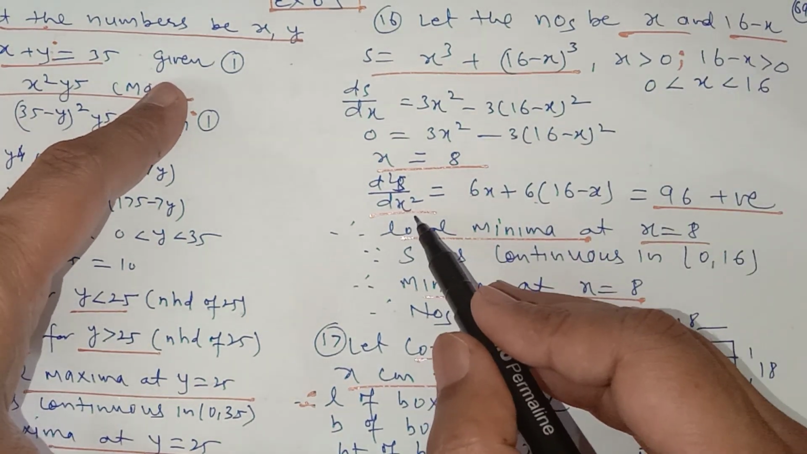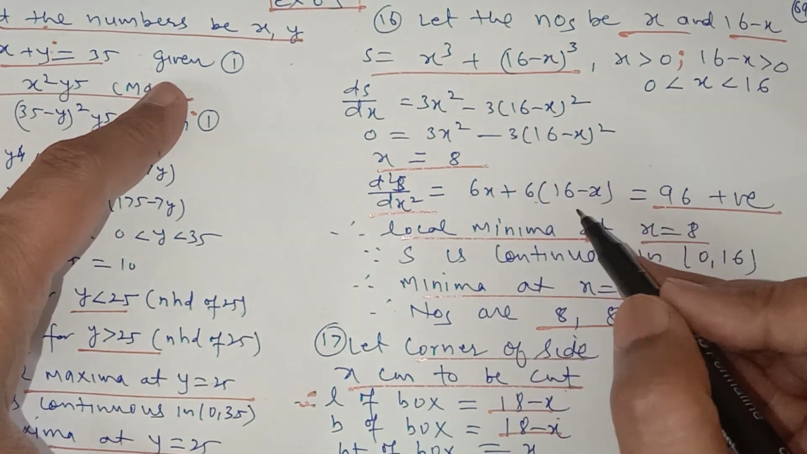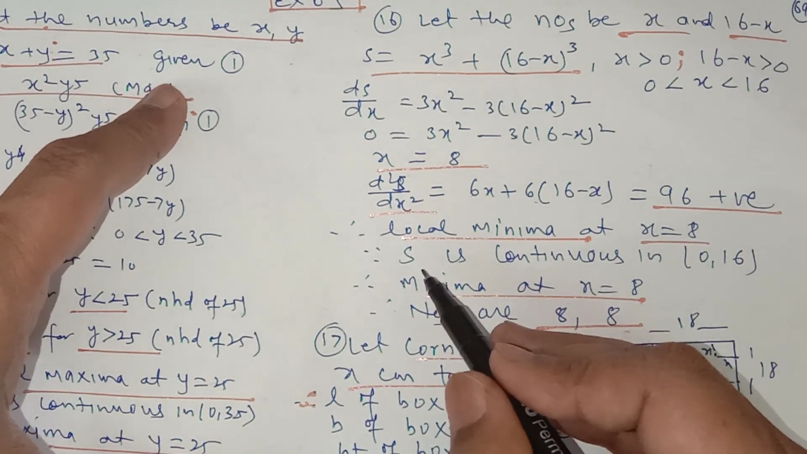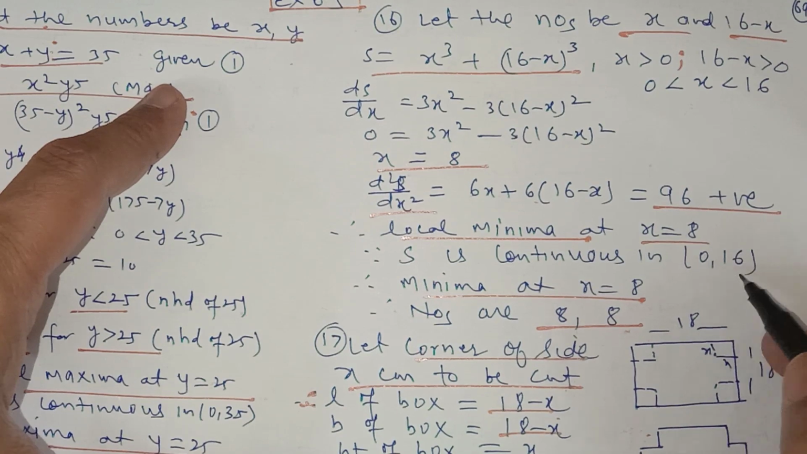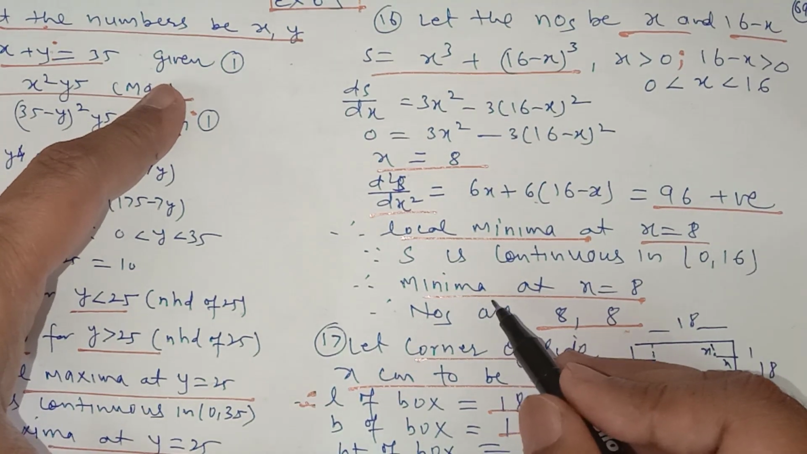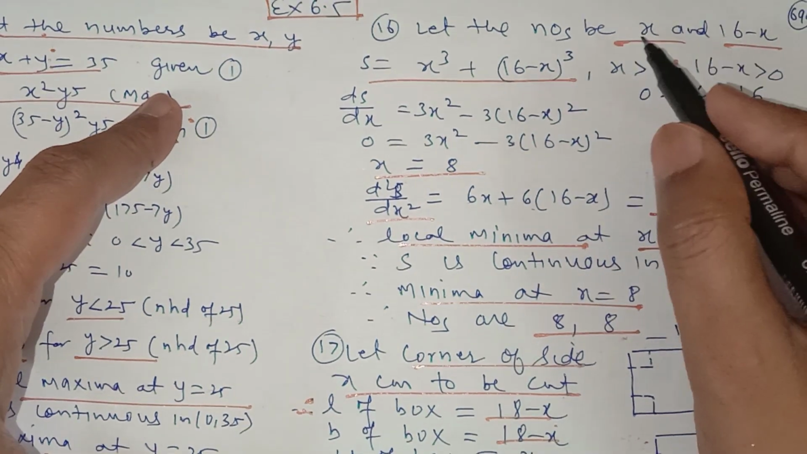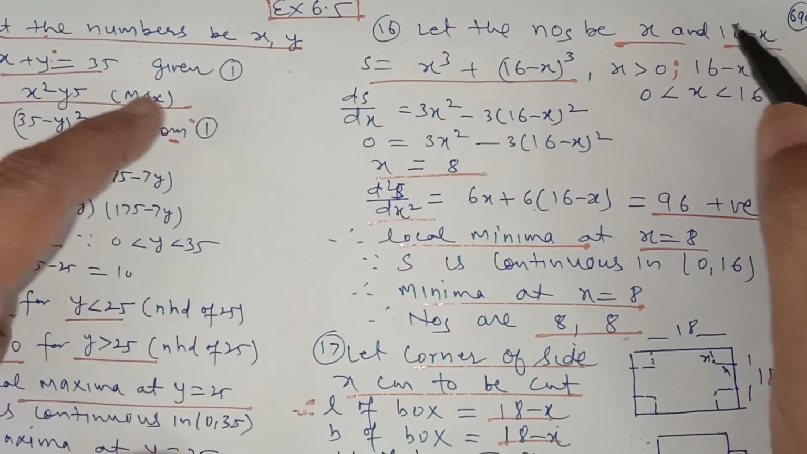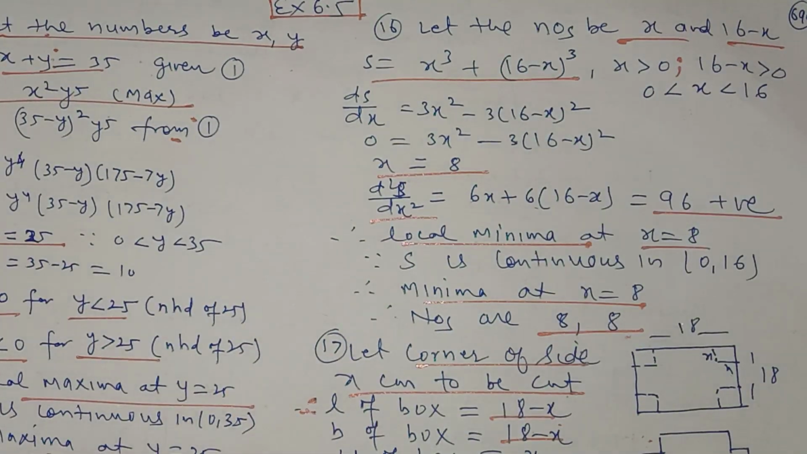You find its second derivative. It is coming out to be positive when x is equal to 8. So we have local minima at x equal to 8, and because this is a polynomial function, it is continuous in the interval 0 to 16. So we have exact minima at x equal to 8, and the numbers are 8 and 16 minus 8, that is 8. It means that we can divide 16 into two numbers as 8 and 8, then the sum of their cubes will be minimum.